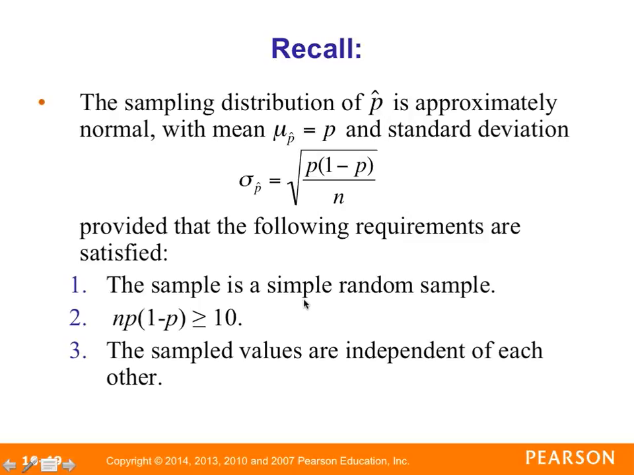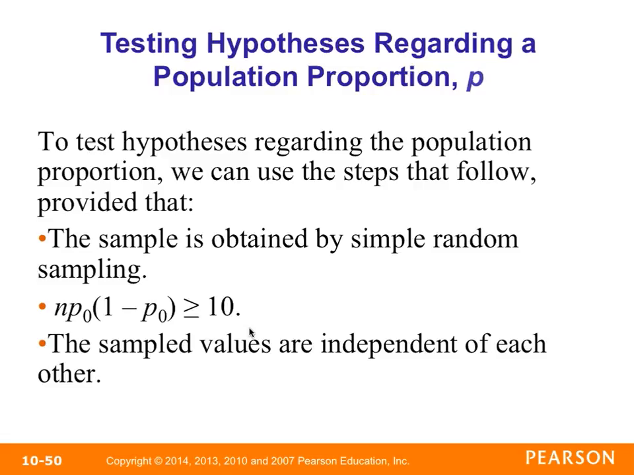And then you know that it has to be a simple random sample, n times p times 1 minus p has to be at least 10, and the sampled values have to be independent of one another, meaning that the sample has to be less than about 5% of your population.